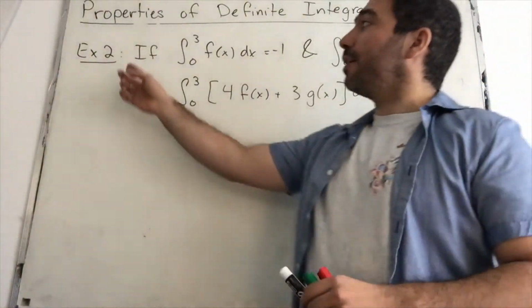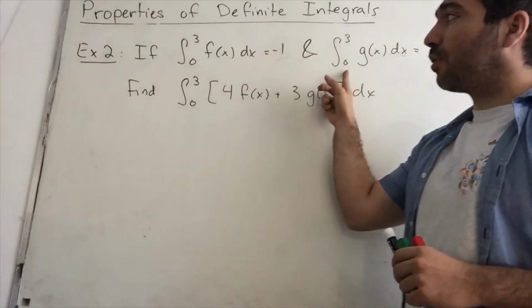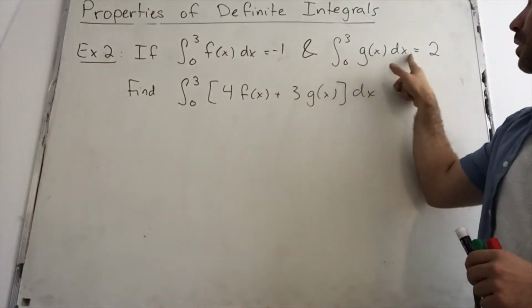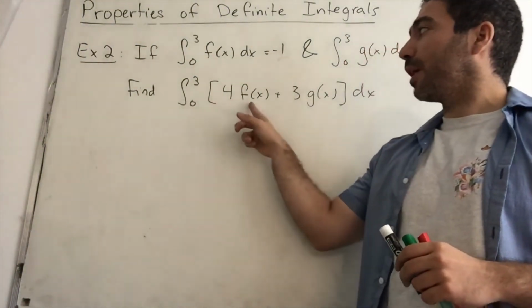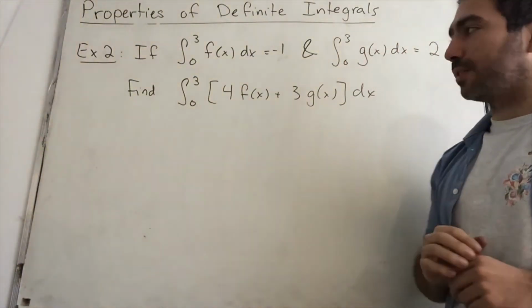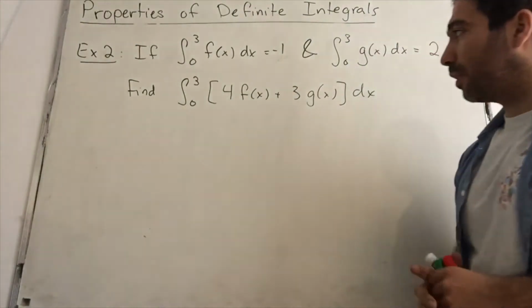So example 2 here says: if the integral from 0 to 3 of f of x dx is equal to negative 1, and the integral from 0 to 3 of g of x dx is equal to 2, then find the integral from 0 to 3 of 4 times f of x plus 3 times g of x dx. Pause the video, try to do this on your own, see if you're able to get the answer.